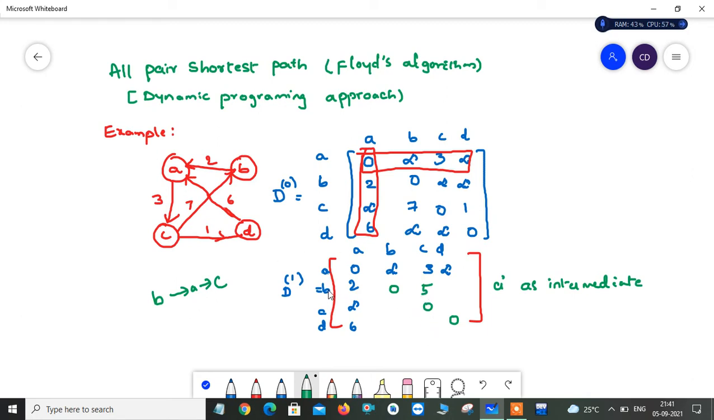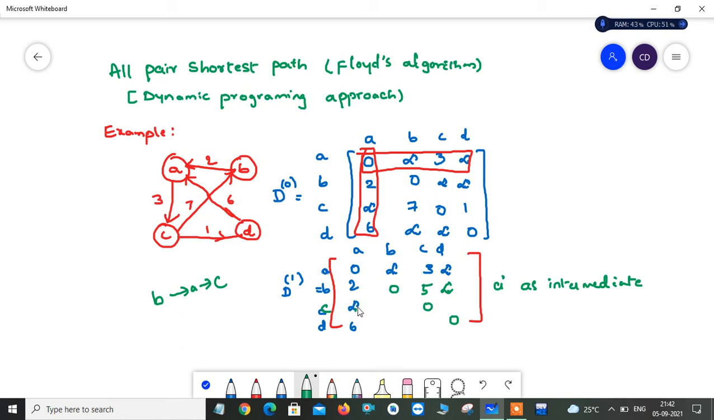Now you are trying to find a path from B to D with A. This is my B and this is my D. I can make A an intermediate, but I can't reach D from B, so it will be infinite only. Now we are trying to find a path from C to A. We didn't have any direct path, and we are making A an intermediate.